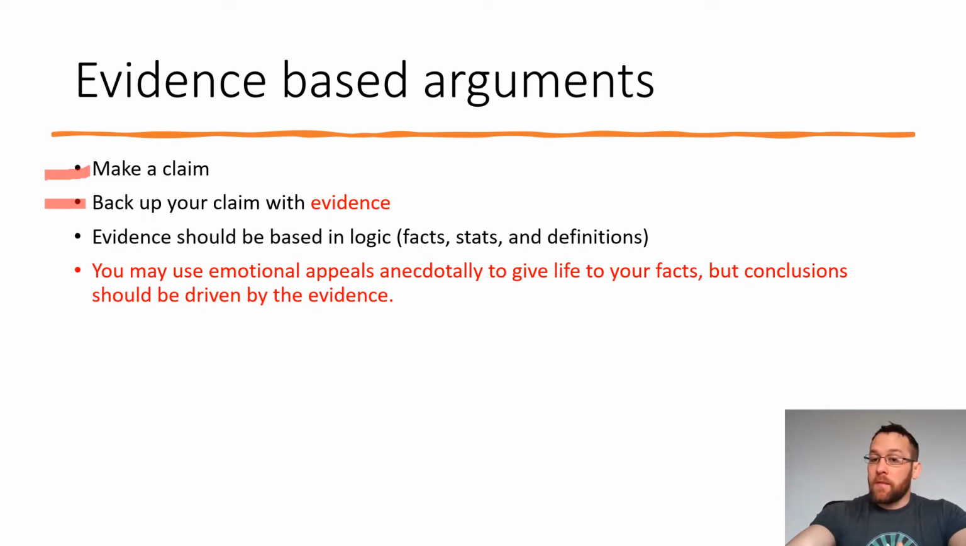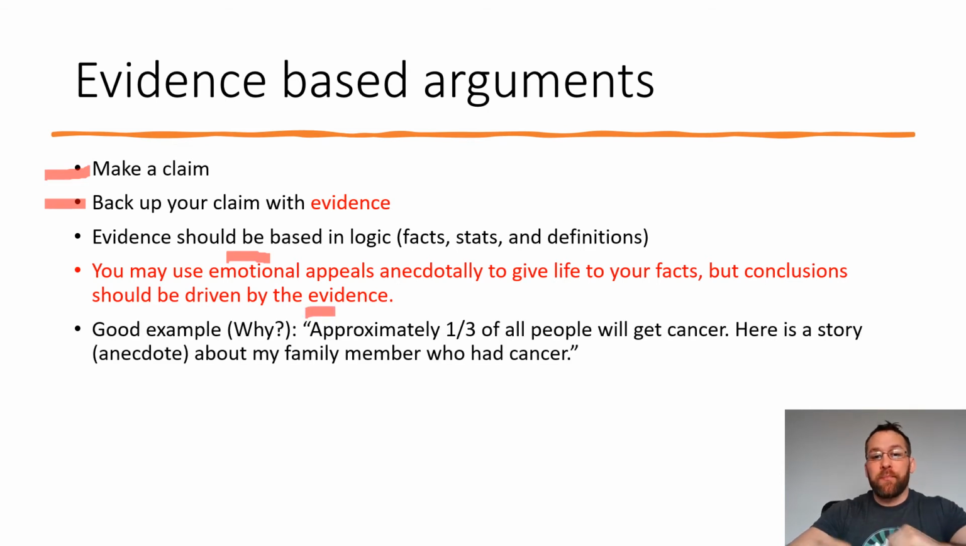But pathos is effective, as Cicero has taught us, right? Cicero says emotion, like being able to connect with people on an emotional level, is important in order to get your point across. However, emotional appeal should be used anecdotally to give life and to give color to the logos, right? But the conclusion should be driven by the logos, by the evidence. So let me give you two examples, all right?